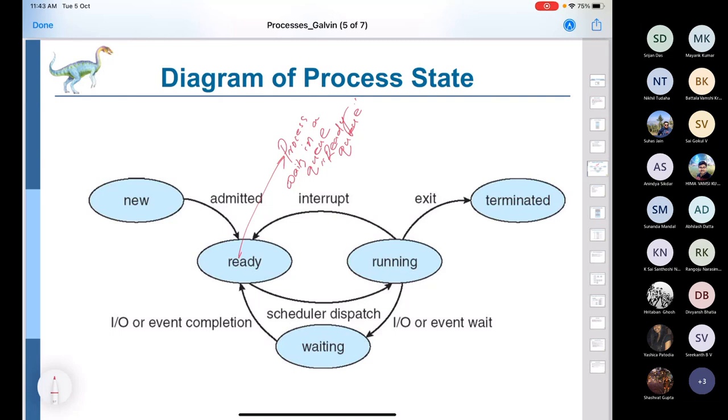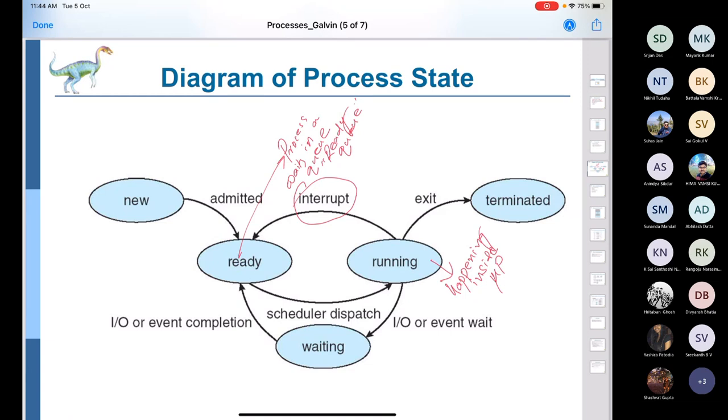Now, when it is in the ready state, it has not yet been assigned the microprocessor to run because some other process is running. However, because of certain events called interrupts, the microprocessor is told that some other process was in the running state. This running is happening inside the microprocessor. In the admitted state, it has been brought into memory and it is waiting in the ready queue.